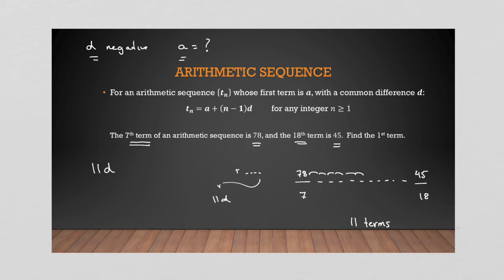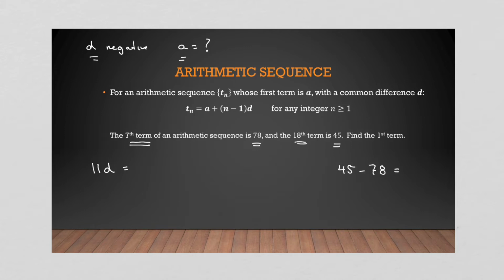So I can use that to determine my difference. And 11 times the difference gives me the difference between my two values. So 45 minus 78 gives me negative 33. So 11 times my difference is a full difference value of negative 33. Divide both sides by 11, and my difference equals negative 3.